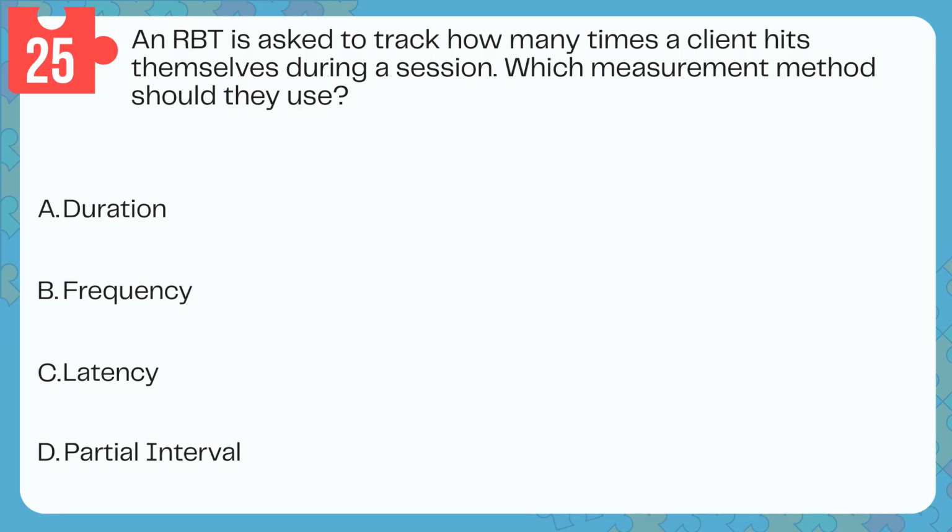Question 25. An RBT is asked to track how many times a client hits themselves during a session. Which measurement method should they use? A. Duration. B. Frequency. C. Latency. D. Partial interval.